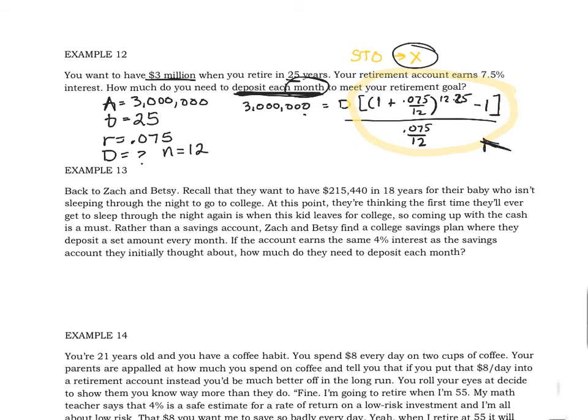Okay? So what this is going to look like in your calculator is 3 million divided by, and I'm going to go ahead and write this down. I'm going to pause this and I'll go ahead and finish writing it down. Okay, I got for my answer for D to be $3,419.74.